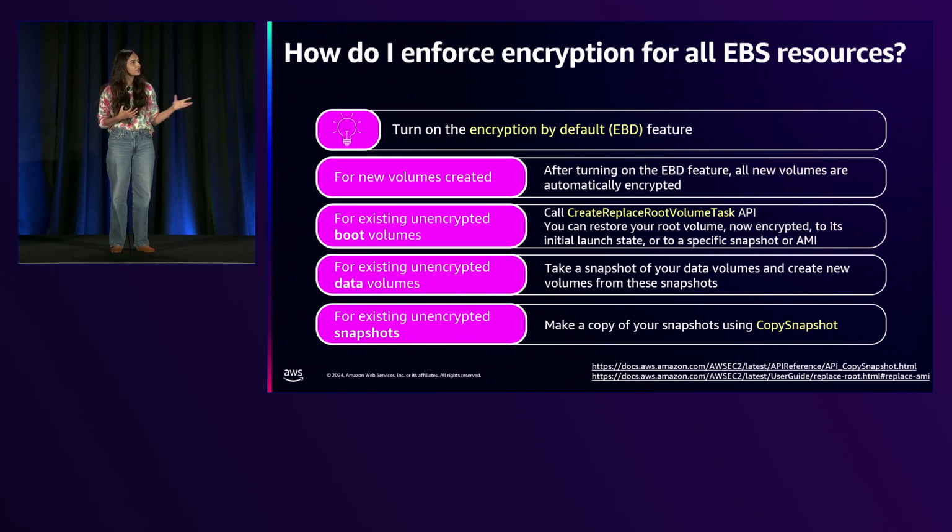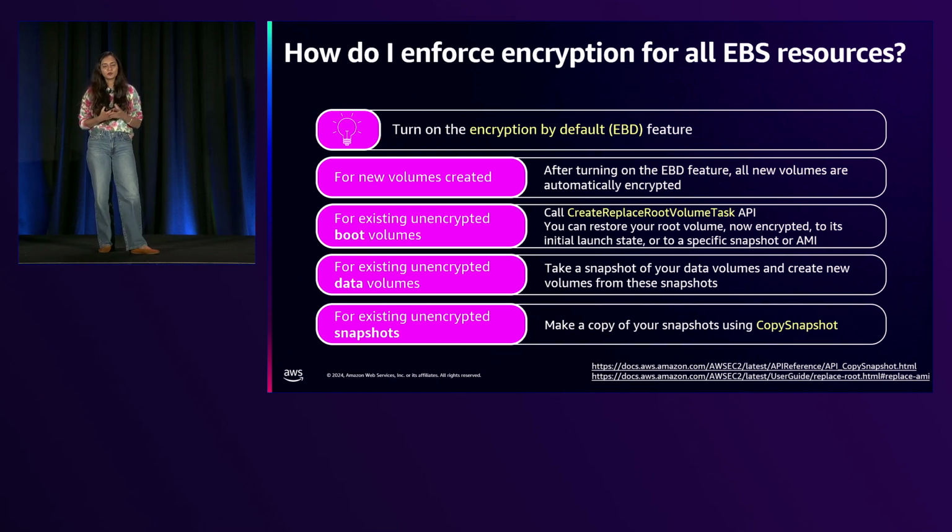But in addition to that, you might have some existing resources which are not encrypted at that point. In that case, for unencrypted boot volumes, for example, you can call this API and restore your root volume to an encrypted one. For unencrypted data volumes, you can just create a snapshot, encrypt it, and then create a volume out of it. And for snapshots that might be unencrypted, like we spoke about previously, you can just copy that and specify the key with which you want to encrypt it.